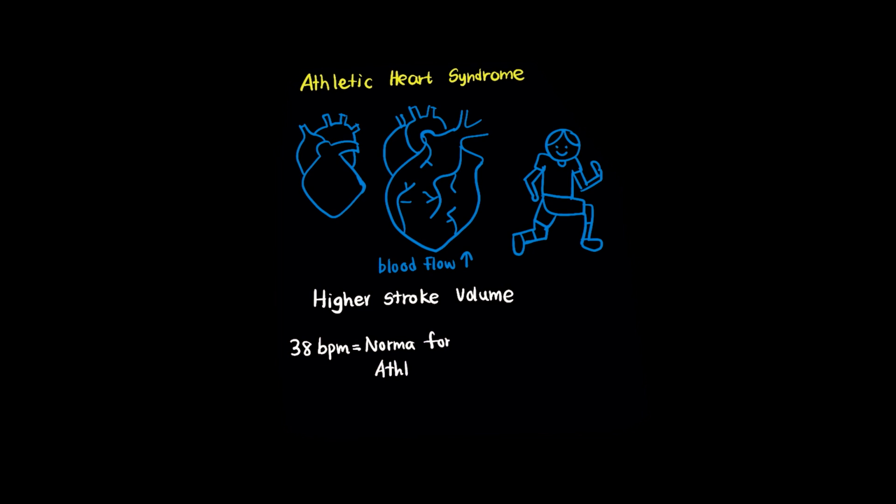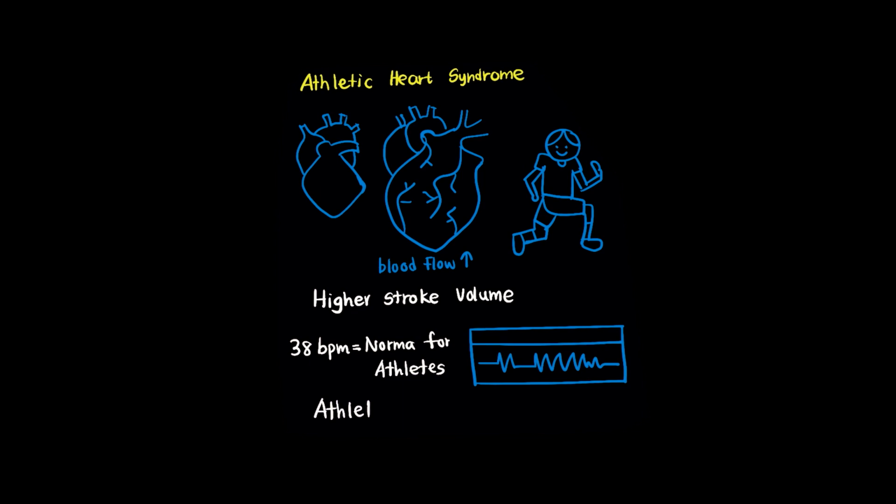at rest. This results in bradycardia, often 40 beats per minute in elite athletes. This is completely physiological and beneficial, not pathological. The correct answer is athletic heart syndrome, because this condition represents a normal cardiovascular adaptation to training, where the enlarged, efficient heart requires fewer beats per minute.